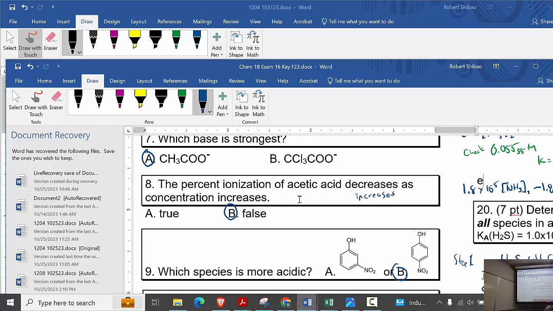Yeah, so the percent ionization of acetic acid increases as... actually, I made a mistake there. You're right. The percent ionization increases as the concentration decreases, but I misread my own question. So this should have said increases or decreases as the concentration increases. That's true. I screwed that up. Sorry. This one's true. So I'll have to fix that.